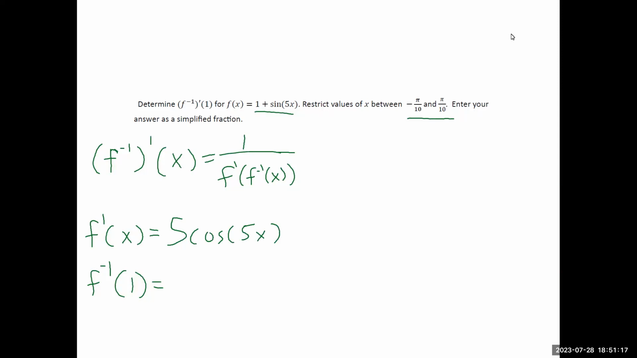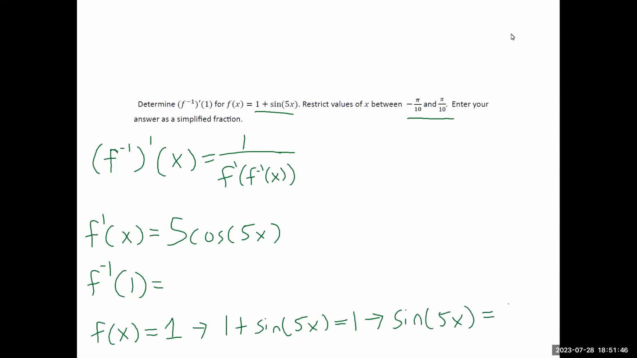Now, to find the inverse image of 1, what do we ultimately want here? We want a value of x such that the output is equal to 1. In other words, we want 1 plus sine of 5x, plugging x into our original function, to equal 1. Now, subtracting 1 from both sides, the equation becomes sine of 5x is equal to 0. Okay. Now, we need a value of x such that sine of 5x is equal to 0, and one that lies between minus pi over 10 and pi over 10.